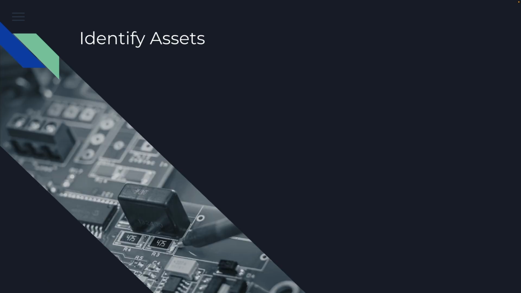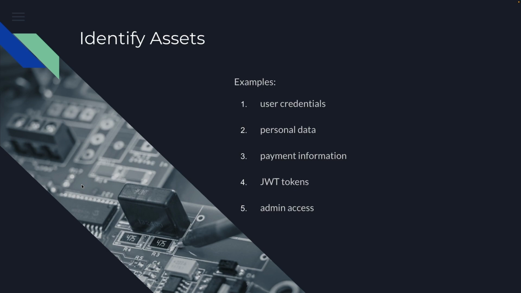Identify the asset. So what are we actually trying to protect? We are trying to protect user credentials, personal data, payment information, JSON web tokens, and admin access. So assets are the things attackers want. If an attacker gains access to these, your system is compromised.